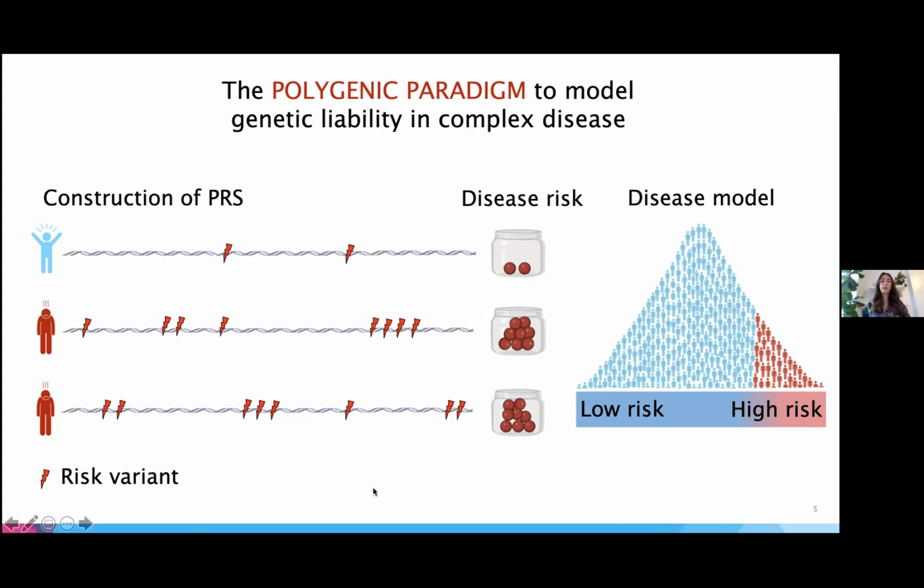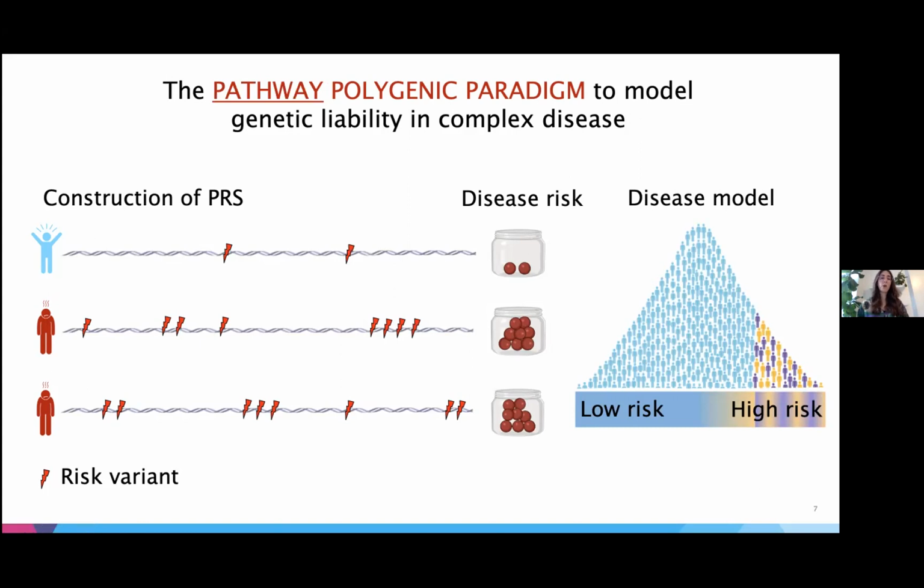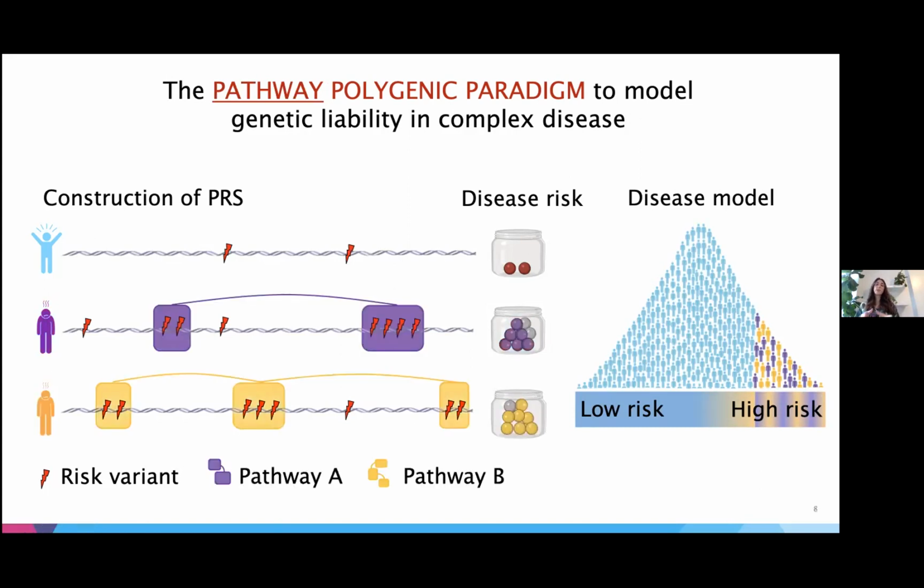But what this model is not taking into account is heterogeneity. So for example, if we focus on the high risk part of the spectrum, there might be some cases that are cases because of one route to disease, whereas other cases might be cases for a different reason. So what we are proposing is a pathway polygenic paradigm where, for example, some individuals have a high risk, but that's given by pathway A, whereas other cases have also a high risk, but this is given by a different pathway, for example, pathway B.